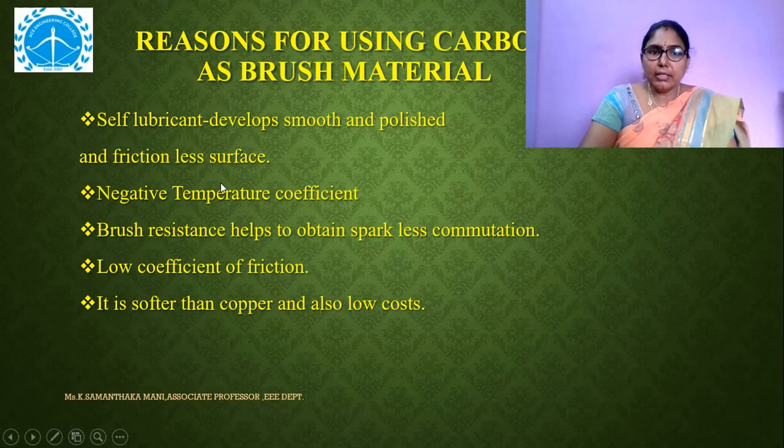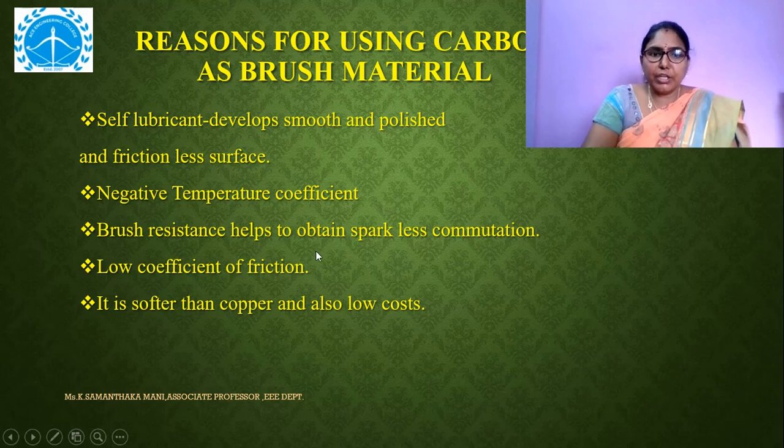And as we saw earlier, in most cases carbon will be used as a brush material. The reasons are: self-lubrication, a smooth, polished and frictionless surface is possible with the carbon material, and it also has a negative temperature coefficient, and the brush resistance helps to obtain sparkless commutation. Making carbon the brush, the resistance offered will be somewhat less compared with the other materials. Because of this, the sparking at the commutator will be reduced. That is the main reason carbon will be used as a brush material.